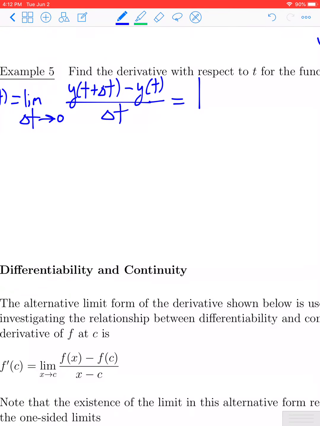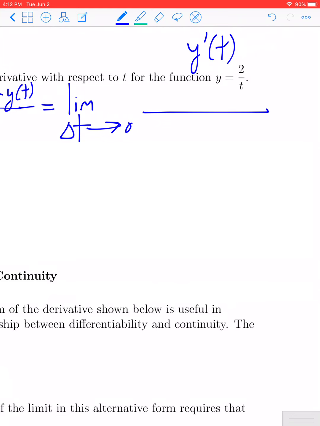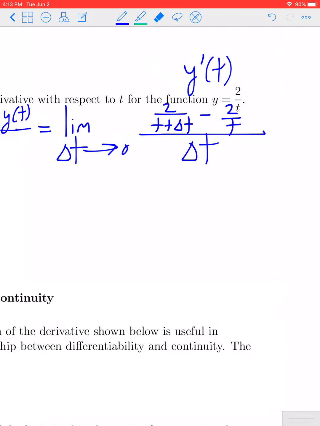This will be equal to the limit as delta t goes to 0. For this function, it's just a single term. So if I plug t plus delta t in, I just get 2 divided by t plus delta t, minus y of t, which is just 2 divided by t. And that whole thing should be all over delta t. Again, we can't evaluate the limit quite yet. If you try to plug in 0 for delta t, you'll get 0 divided by 0. So we need to do something in order to find this limit.